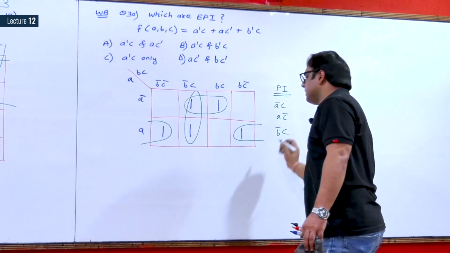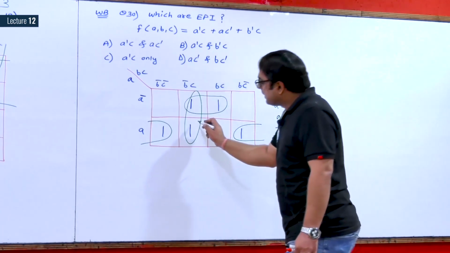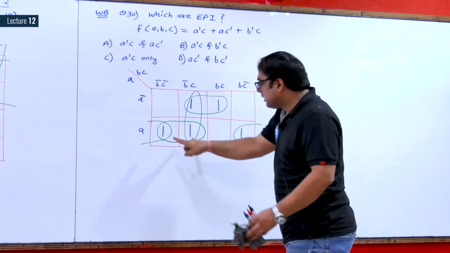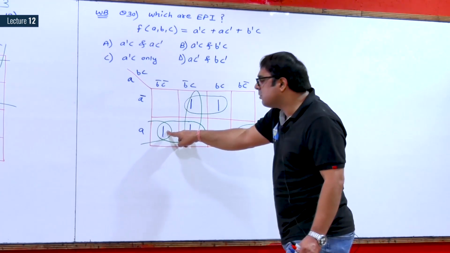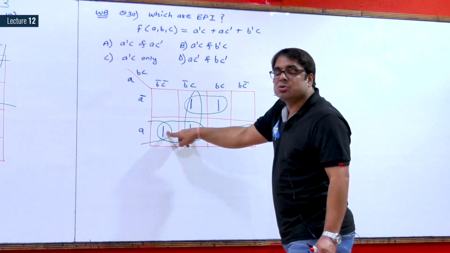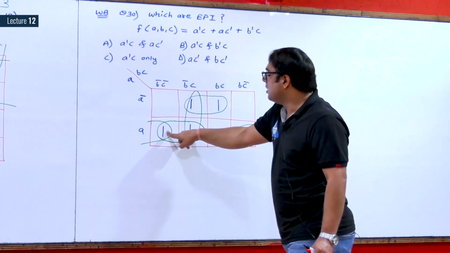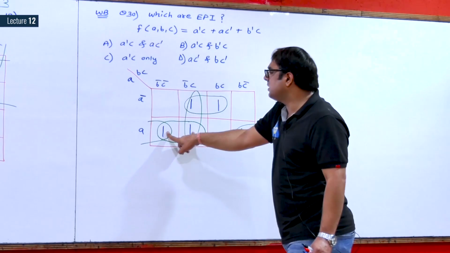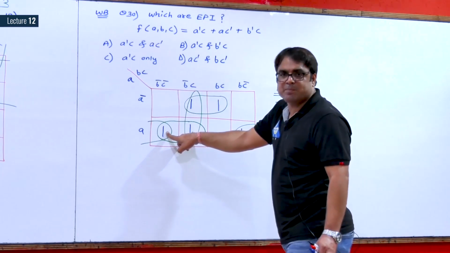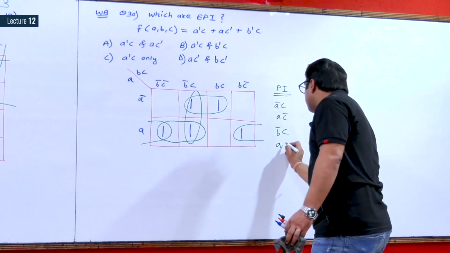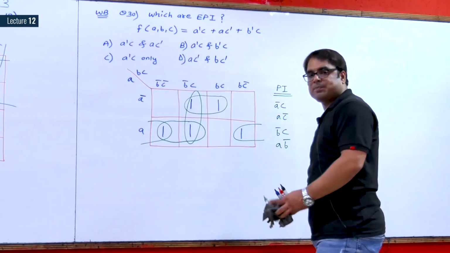B complement C. Now this pair is also best, because it is also not part of a quad. So this is best as a pair. What is the term for this one? You can see A is common for this one and B complement is common.